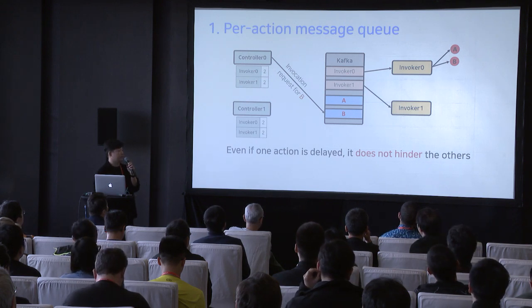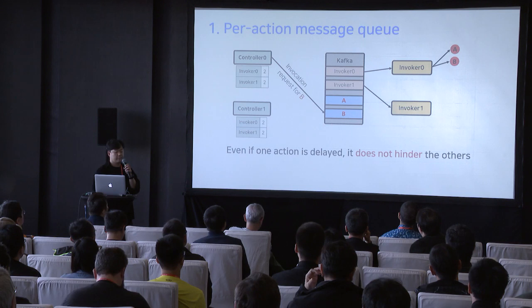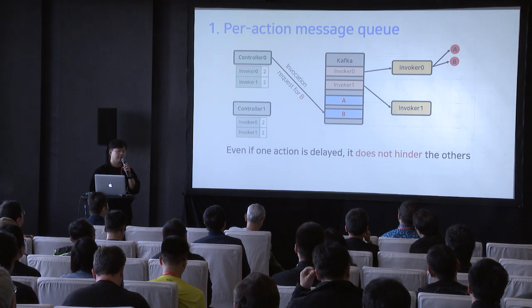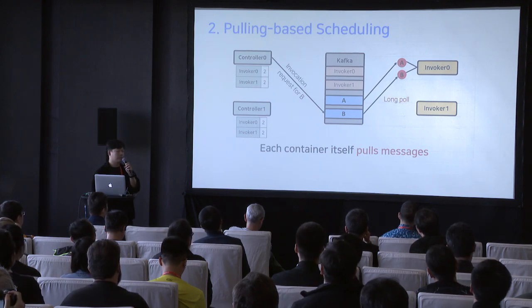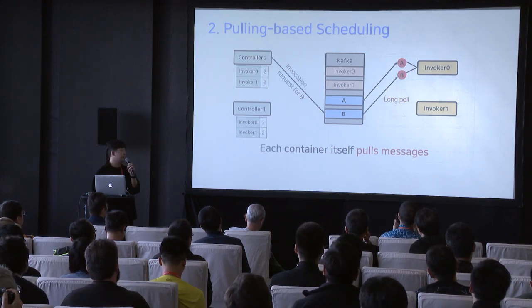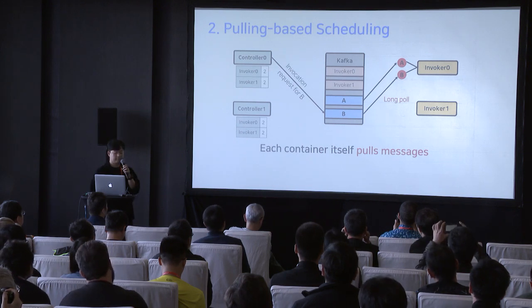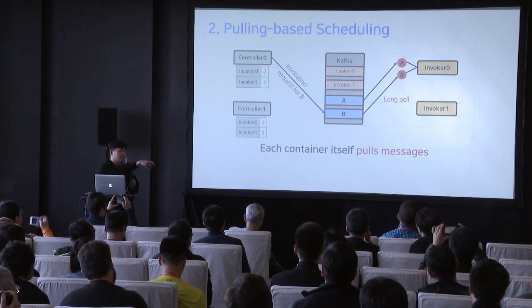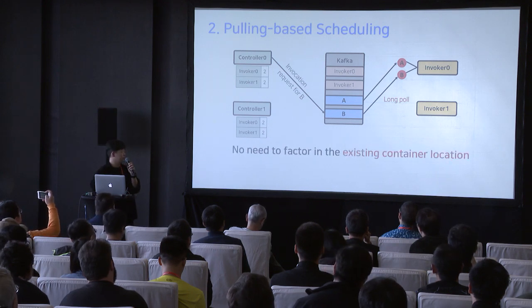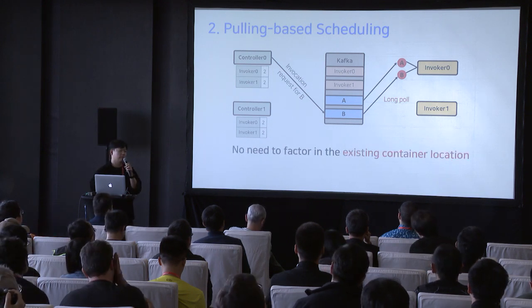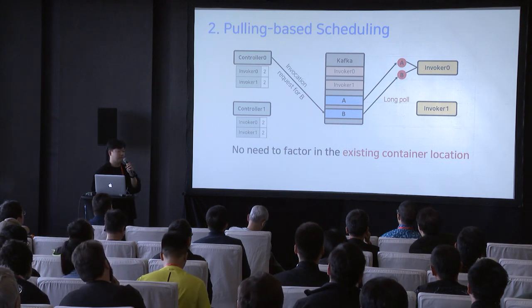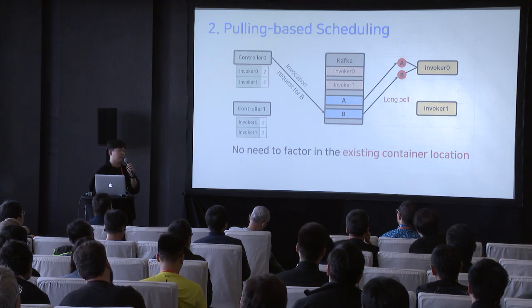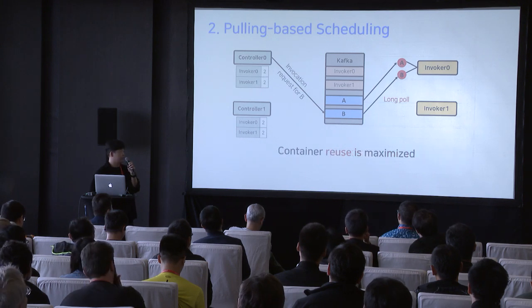And if each invoker fetches all messages from all these message queues, then the same thing can happen on the invoker side. So we introduced the pooling-based scheduling. Now each container itself pulls its messages. And one more benefit of this approach is that controllers do not need to consider the existing location of containers. And each container will fetch messages, invoke, and fetch messages and invoke again and again. So the container reuse is maximized.